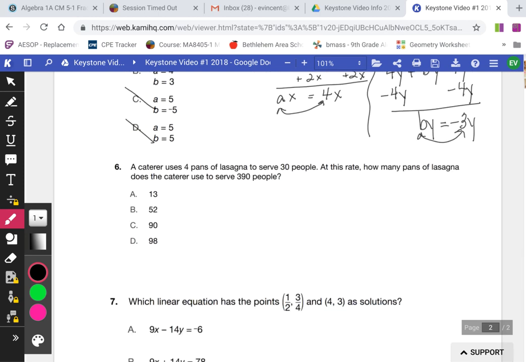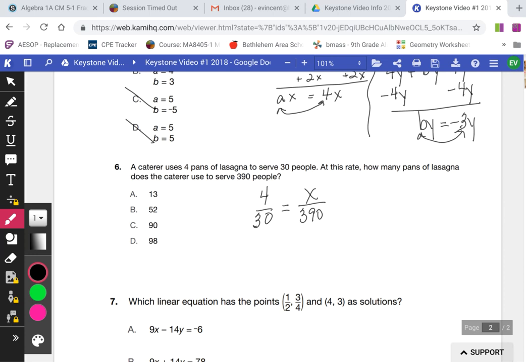For number 6, we have a caterer that uses 4 pans of lasagna to serve 30 people. At this rate, how many pans of lasagna does the caterer use to serve 390 people? Honestly, for this one, I would use maybe equivalent fractions or proportions, because I know I have 4 pans of lasagna that feeds 30 people. I also know that some value of pans of lasagna feeds 390 people.